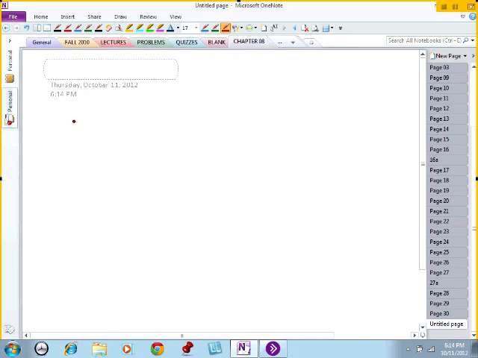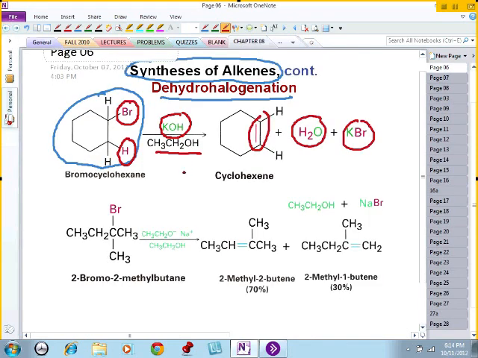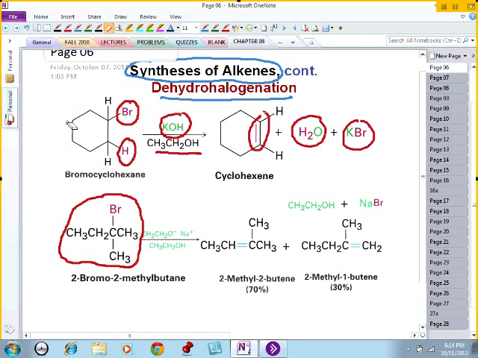Another example of the dehydrohalogenation, if you take this bromobutane right here, in this case, you are using sodium ethoxide. The ethoxide, this is the conjugate base of ethyl alcohol. Take sodium ethoxide, also using ethyl alcohol as solvent. You will be able to perform dehydrohalogenation on this molecule to form carbon-carbon double bond.